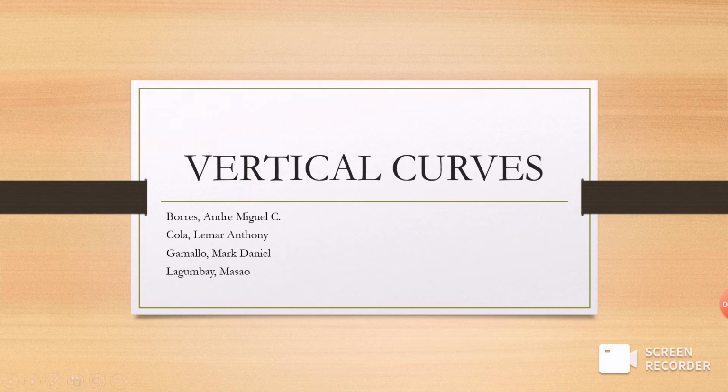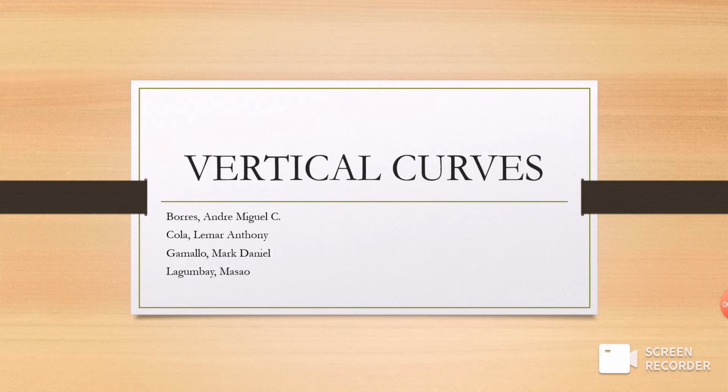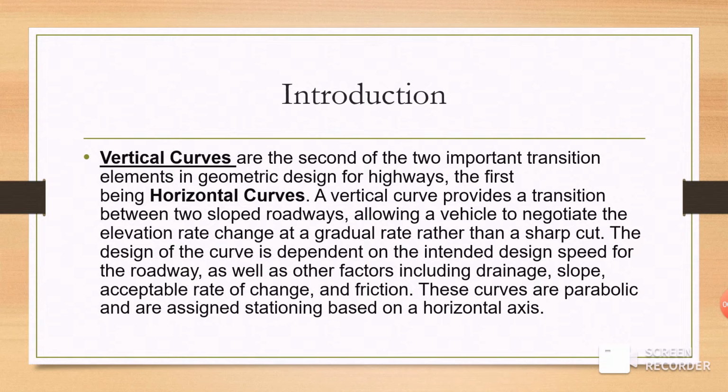What are vertical curves? Vertical curves are the second of the two important transition elements in geometric design for highways, the first being horizontal curves. A vertical curve provides a transition between two sloped roadways, allowing a vehicle to negotiate the elevation rate change at a gradual rate rather than a sharp cut.